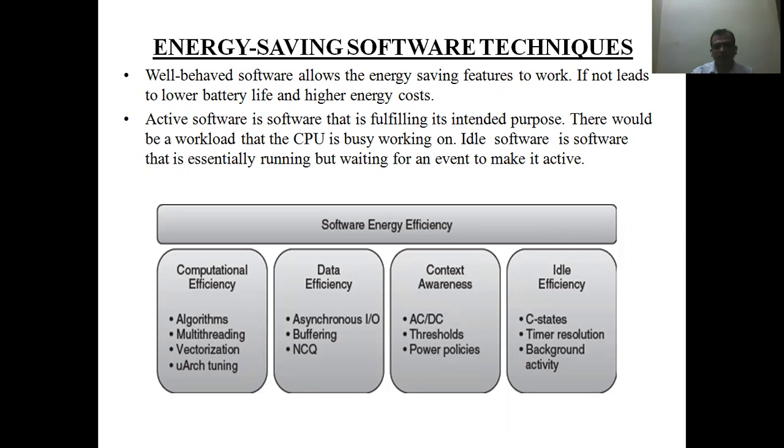Okay, the software energy efficiency occurs by computational efficiency. The computational efficiency is done by using algorithms, multi-threading methods, vectorization, and architecture tuning. And the data efficiency can be achieved by asynchronous input output, buffering, and MCQ methods. The context awareness can be done by AC or DC methods, threshold methods, or power policies. Idle efficiency can be achieved by C states, the timer resolution, and the background activity.